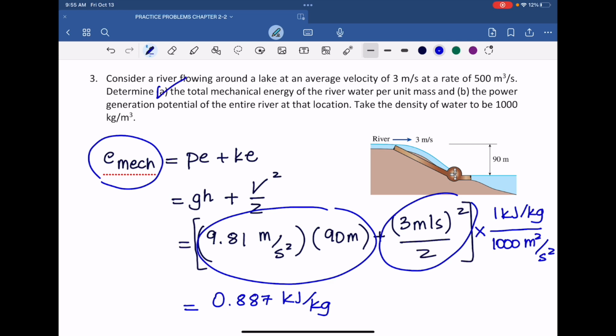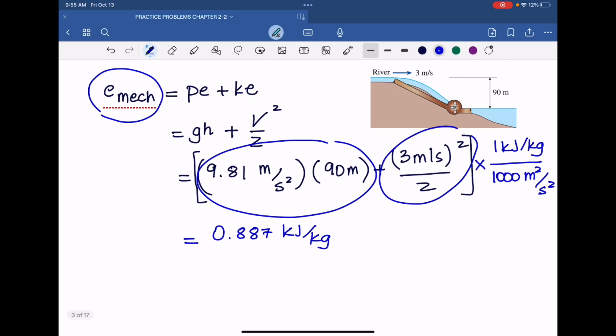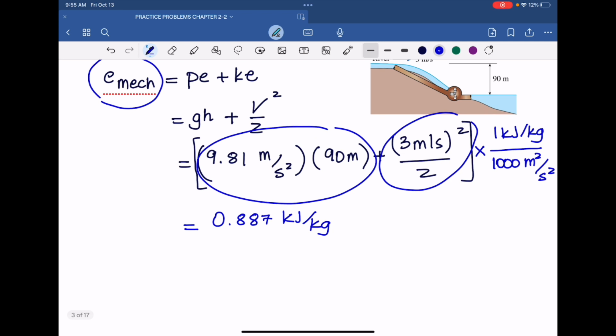The second part, the power generation potential. In other words, the rate of mechanical energy, the power. So when they say maximum power potential, it is basically the rate of mechanical energy, and this should be equal to mass flow rate times mechanical energy per unit mass.